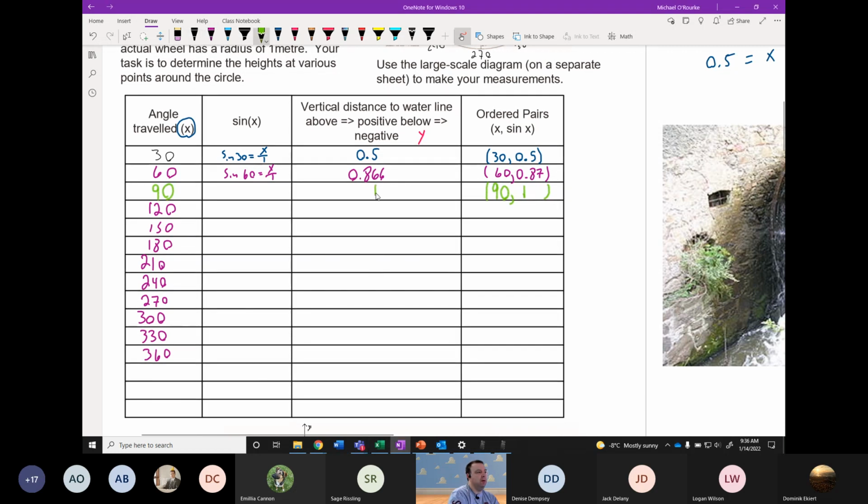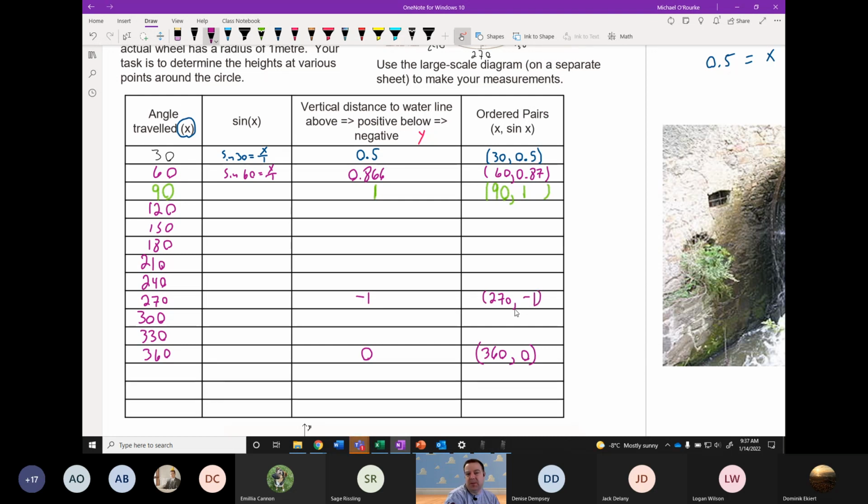This was 1. For which one, Kyle? What did you get 0 for? I need the angle to go with it. For 360? Okay. 360 is 0. 360, comma 0. 270 is -1. 270 is -1.